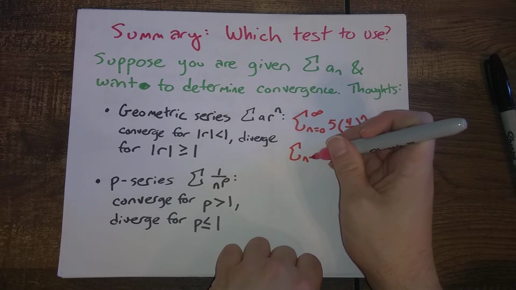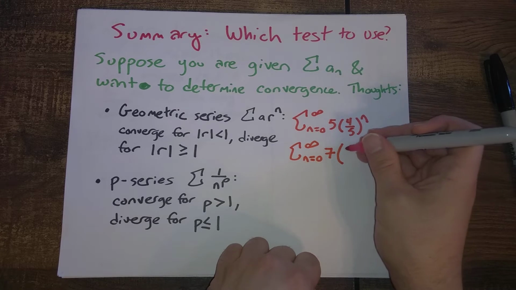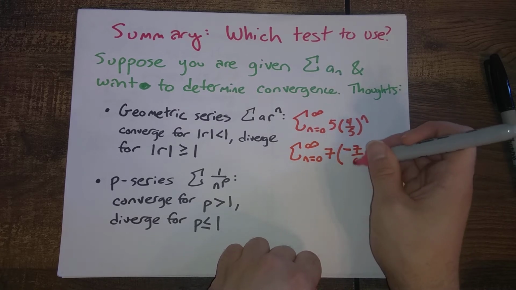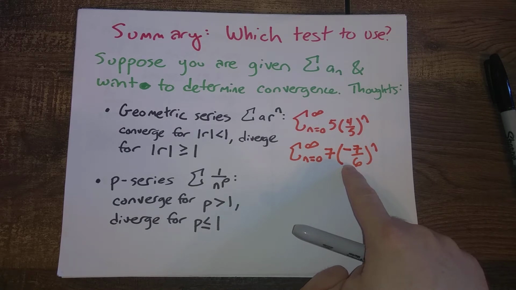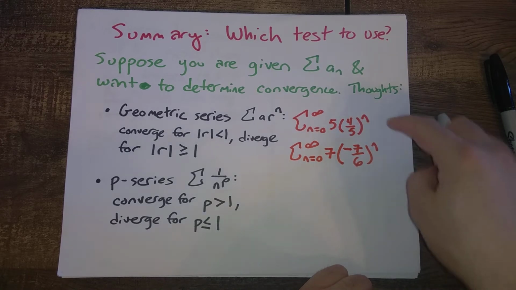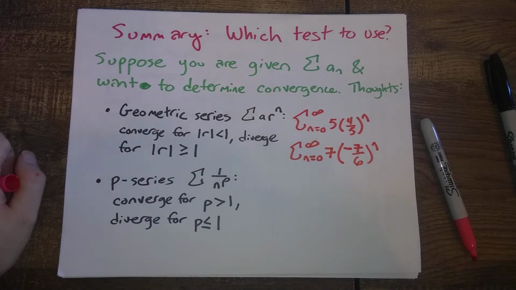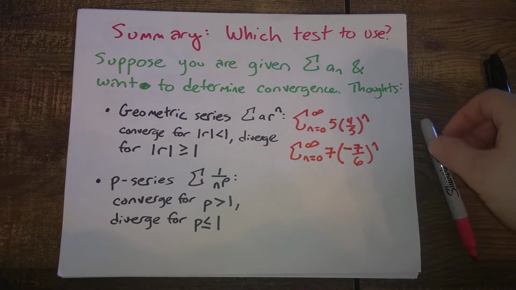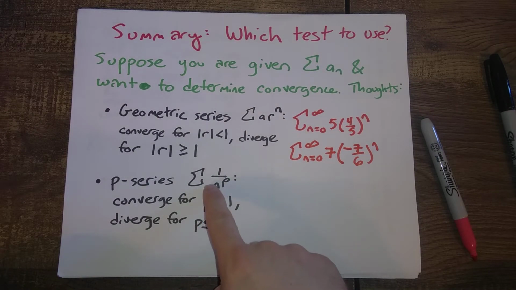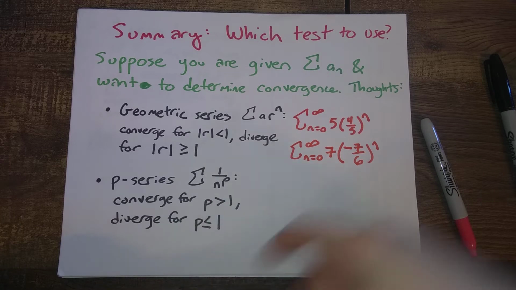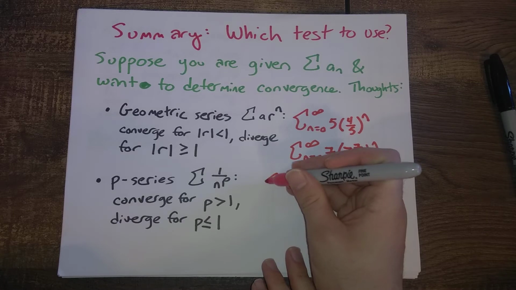If we see something like the sum from n equals 0 to infinity of 7 times (-7/6) to the n, well, here the r is bigger than 1 in absolute value, and so this is going to diverge. The next thing that you should just know instantly is p-series. This is the sum of 1 over n to the p. They converge if p is strictly greater than 1. They diverge if p is less than or equal to 1.